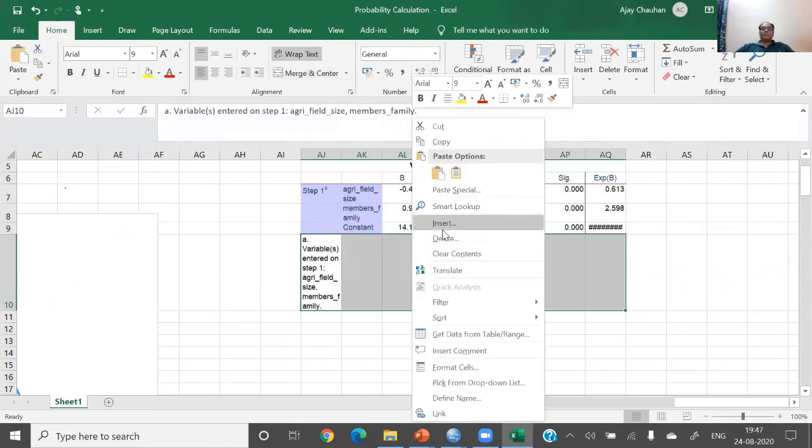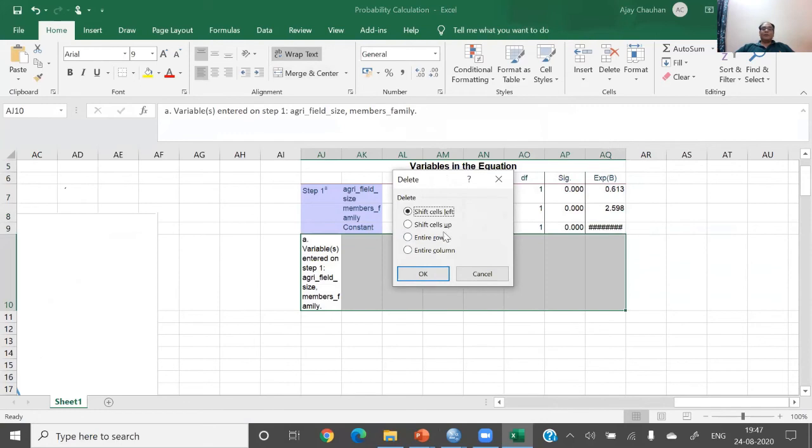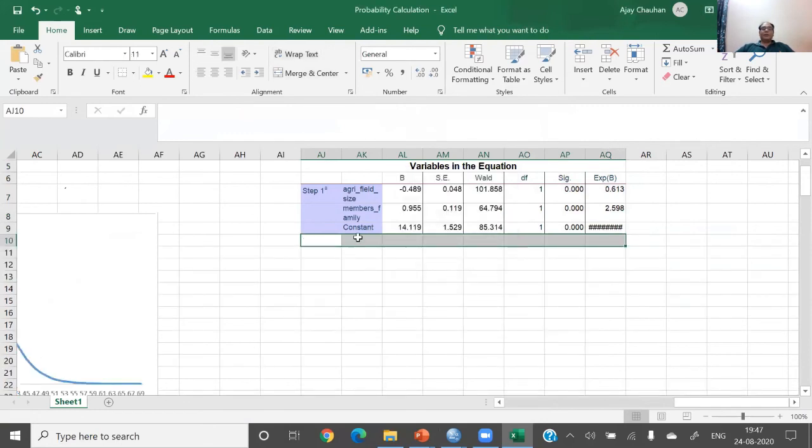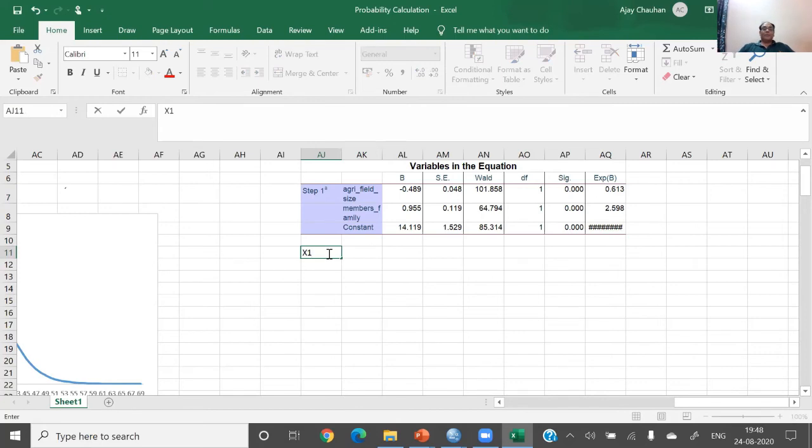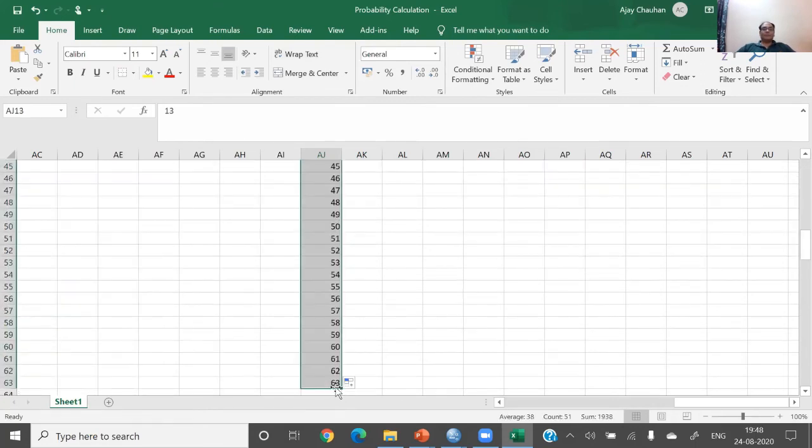Delete this part, I do not need it. This is my alpha, this is my beta 1, beta 2. First of all, I need x1, and my x1 is the agriculture field. Let me write here agri field, which starts from 13 up to 69. That I have seen in the data set.